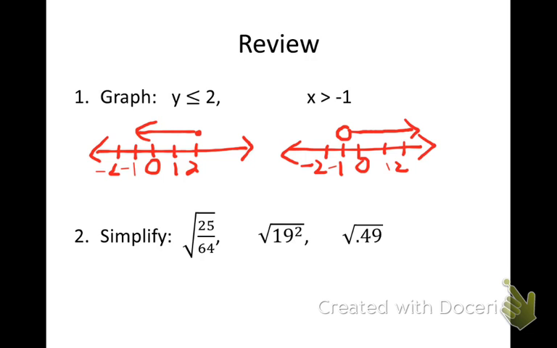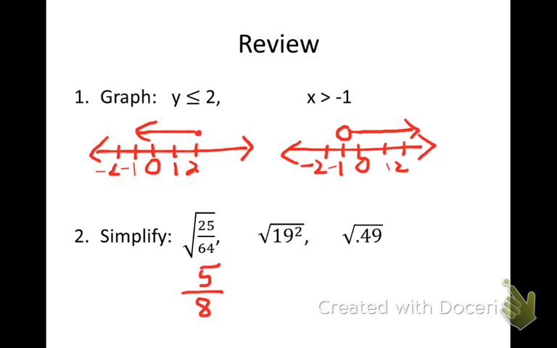Number 2, we're just going to simplify these, and most of these are going to be easy enough that we should not use a calculator on. Square root of 25 over 64, so we think of it as the square root of 25, which is 5, over the square root of 64, which is 8. Now, if that would simplify like it were 6/8, you would need to reduce it, but that one won't.